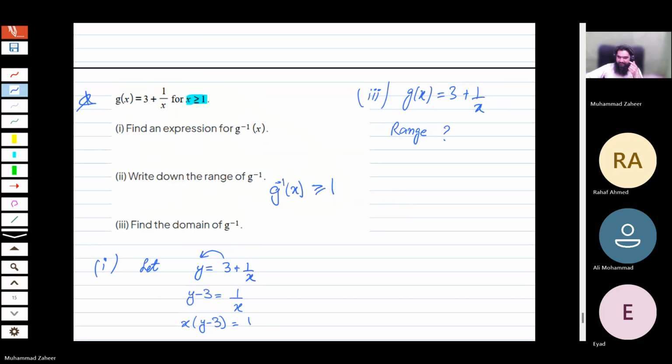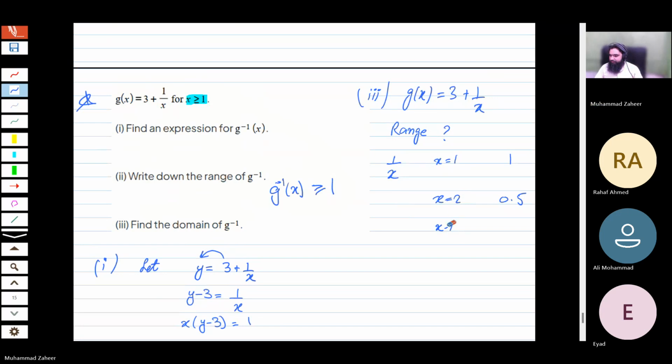Now, the maximum value you will get is 4, not greater than. For example, if you substitute 1, 3 plus 1, it will be 4. If you substitute x equal to 1, it will be 4. If you substitute 2, it will become 3.5. In the same way, if you are increasing the value, the result is going to become smaller. In the same way, if you are substituting any negative value, the maximum negative value you will get is minus 1.